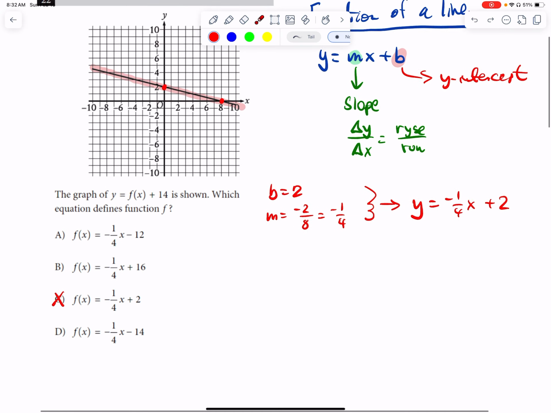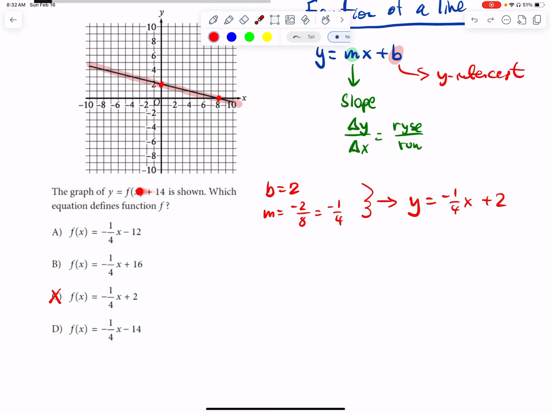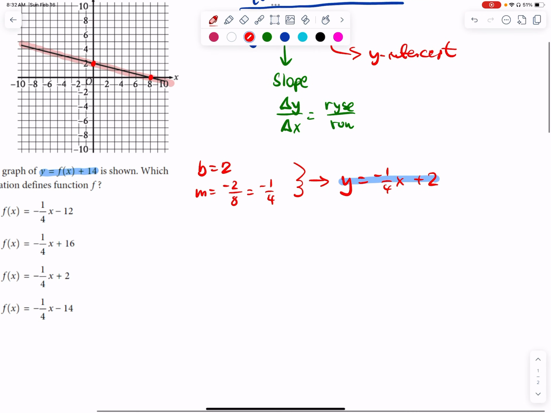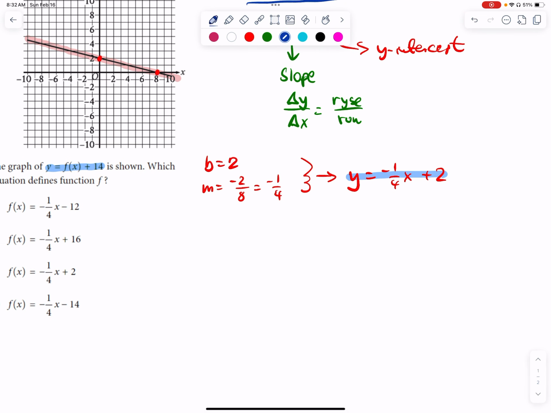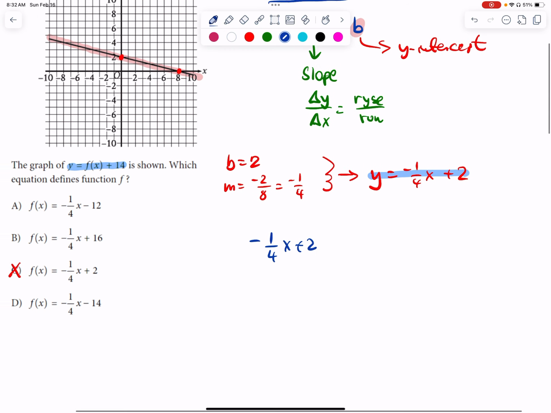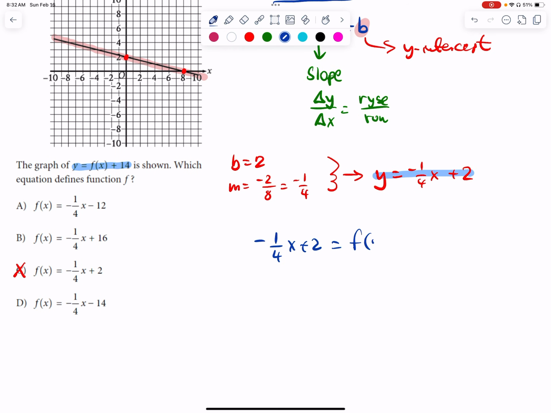So all I really have to do is take this and set it equal to my y. It says y is equal to, so basically some substitution. I am going to take this guy right here, and then substitute this in for y. So I would have negative 1/4 x plus 2 is equal to f of x plus 14. And now I'm just going to solve this for f of x.